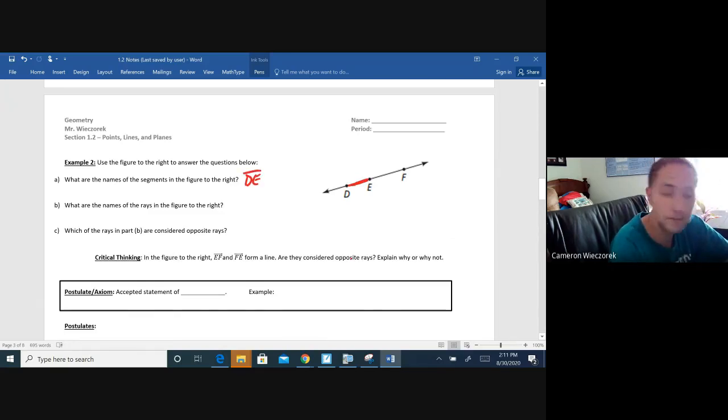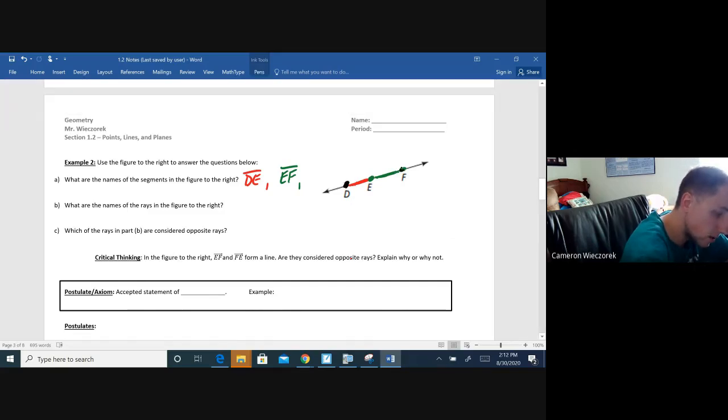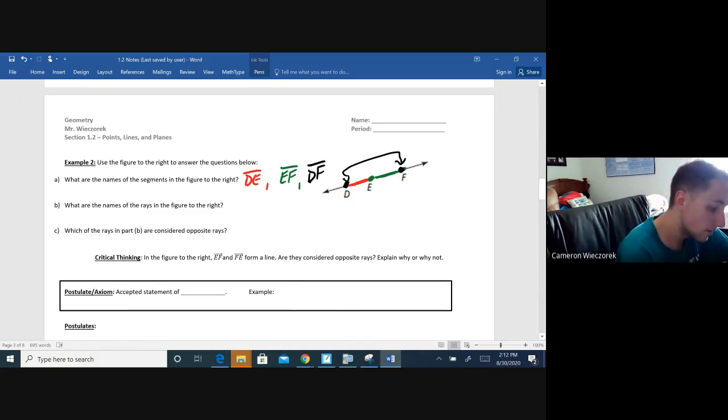Put the bar above it. I see another one that starts at E, goes to F. So from E to F, I've got another one, EF. And then we've also got the big one that starts at D and goes all the way to F from here to here. So DF would be another one. And remember, the letter order doesn't matter. You could switch it around for a segment. Okay. What are the names of the rays in the figure?